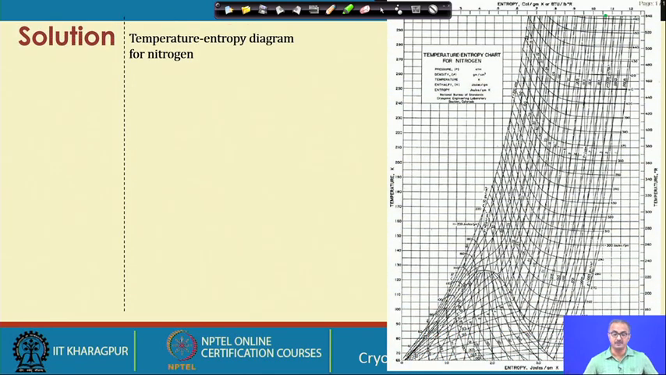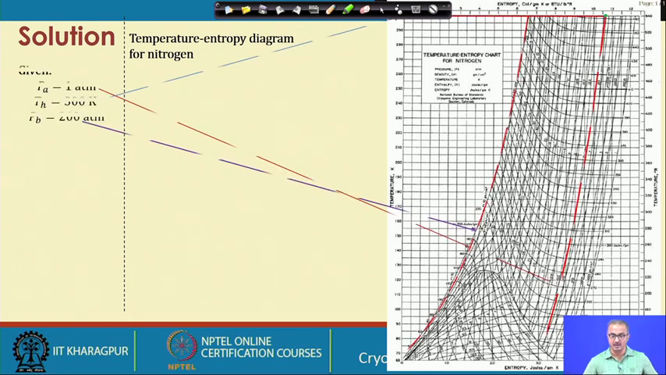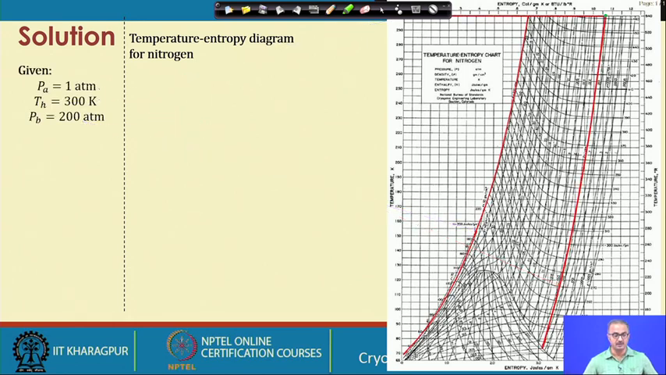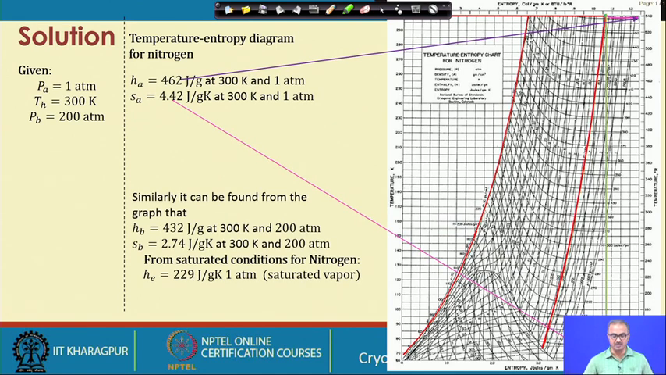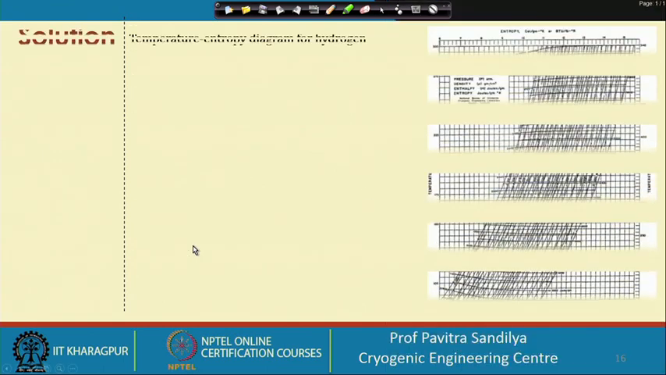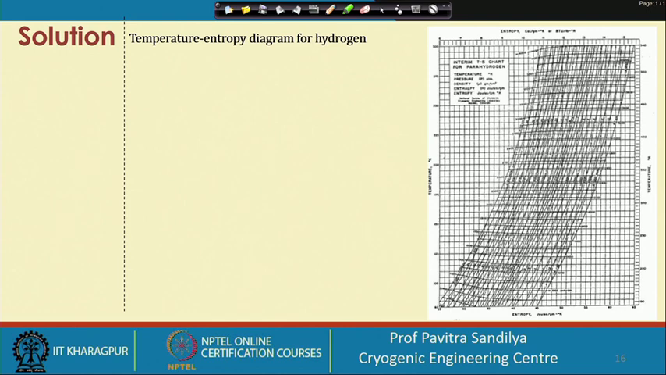So again, because we are going for this TS diagram, we find the values of these various pressures, enthalpies and entropies, as earlier. So here we have all these values from here. I am not skipping it, I am going fast because we know already how to do this, and now we are considering the temperature-entropy diagram for hydrogen.